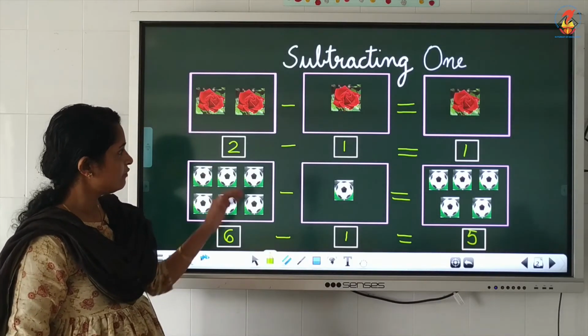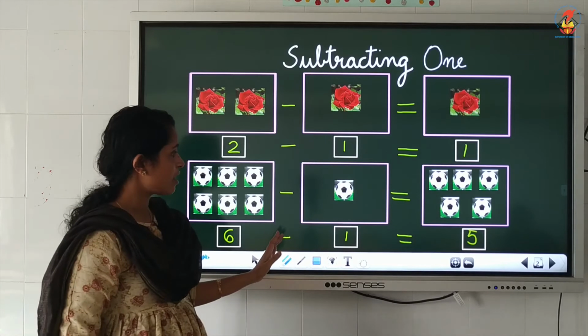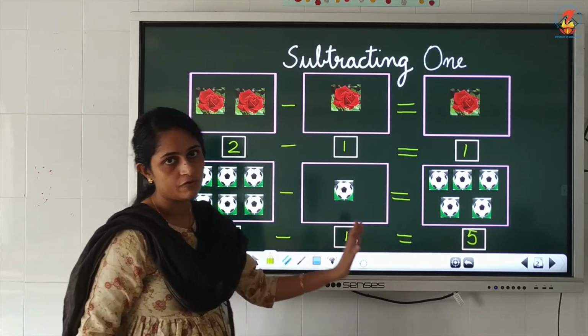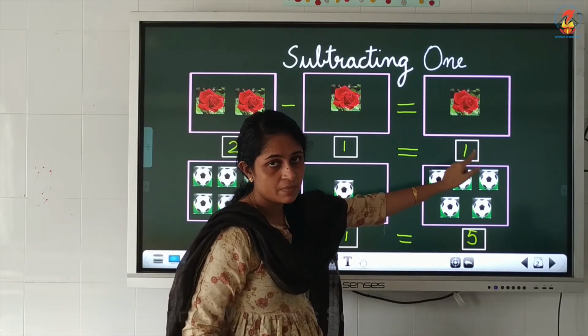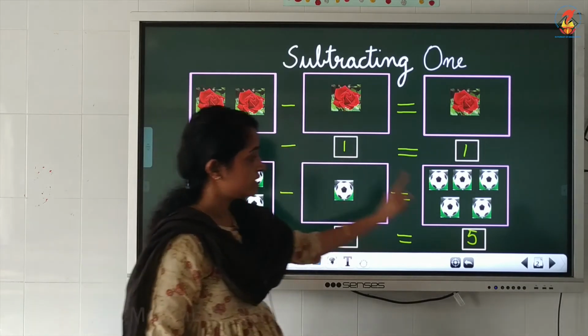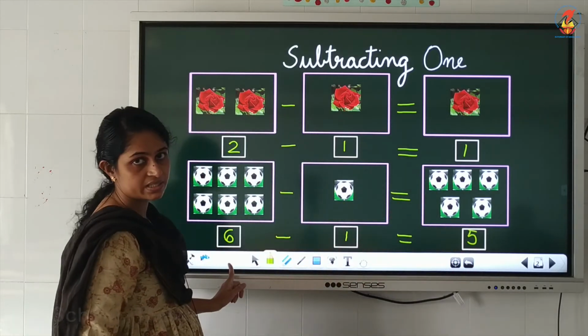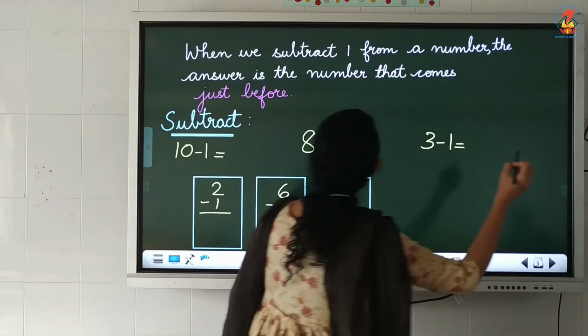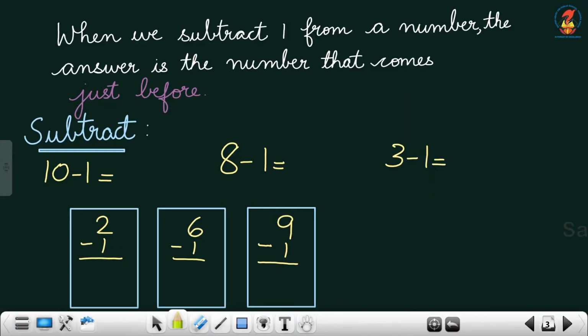Now look at the board, children. When we subtract 1 from a number, what's the answer we are getting? We are getting the number that is coming just before the given number, isn't it? Here 1 is your answer and 1 is the number that is coming just before the given number 2. Here 5 is the answer. 5 is the number that is coming just before 6, isn't it? So generally we can say that when we subtract 1 from a number, the answer is a number that comes just before. I repeat, when we subtract 1 from a number, answer is a number that comes just before.